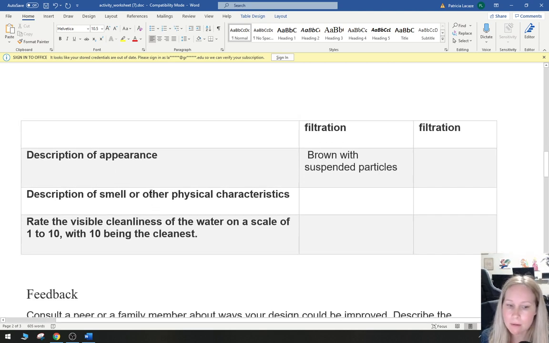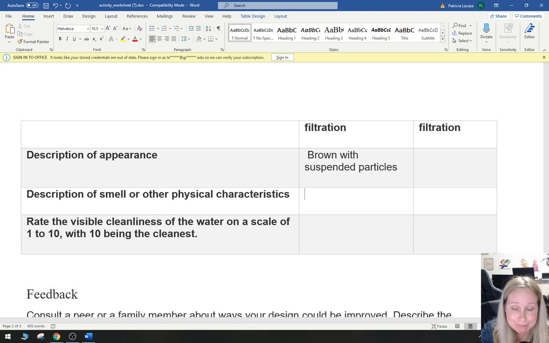Description of smell or other physical characteristics. Oh boy. So this is fertilizer. I don't know if you know what fertilizer is, but I do. Ugh. It's like animal poop. Cow dung. Awful. All right, I can't say awful because we have to be scientific.